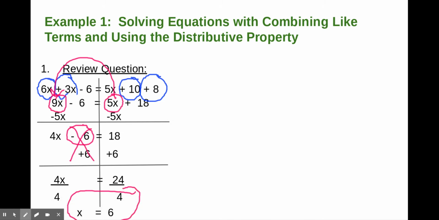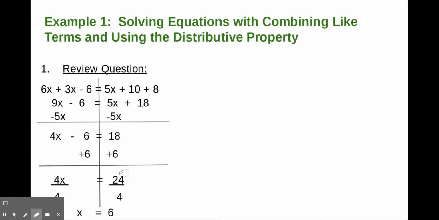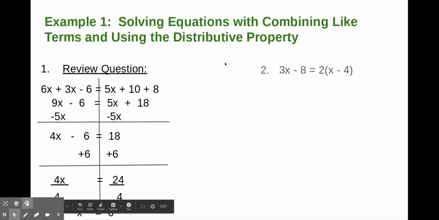And again, you can put your answer back into the original equation wherever you see the x term, and the left side and the right side should be equal. Now let's get into the very last step with the distributive property here. Okay, so let's look at a new question.